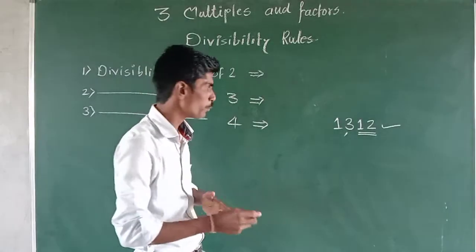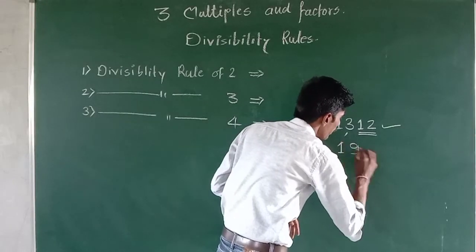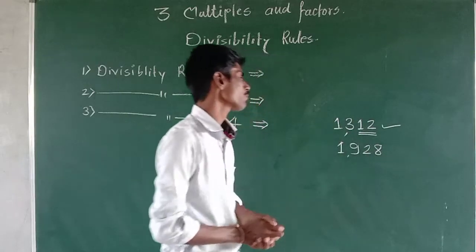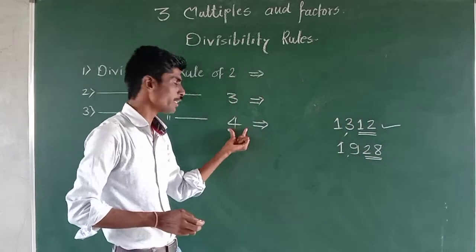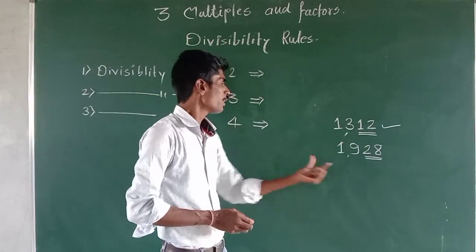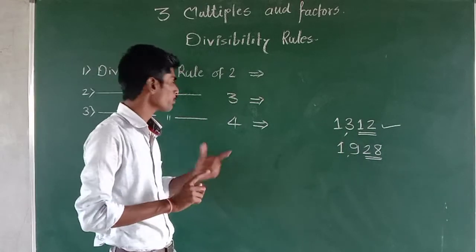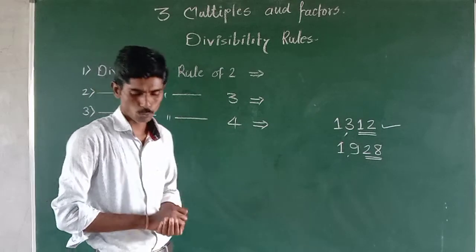I will take another example. Suppose 1928. This 28 can be exactly divided by 4. That's why 1928 is also exactly divisible by 4. This is the divisibility rule of 4.